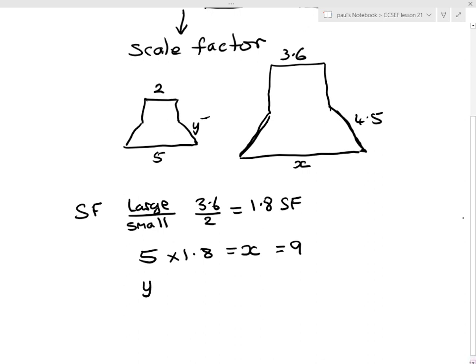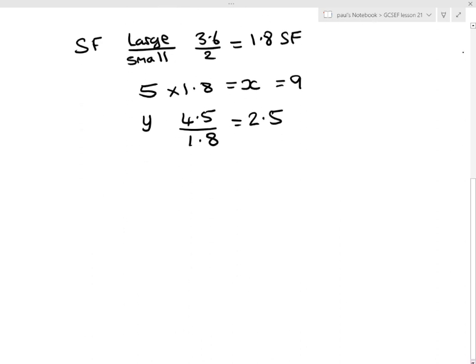If we want to find y, then we go the other way around. We go from the 4.5, which is the corresponding side to y. This time we divide it by the scale factor. I'm going to have to get the calculator out for that one. 4.5 divided by 1.8 is going to be equal to 2.5. So y equals 2.5. There you go, that's what scale factors are all about for the GCSE foundation.